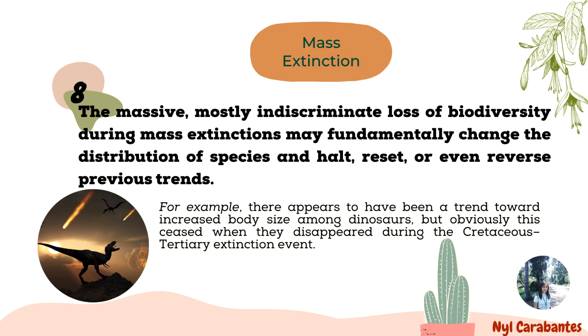Lastly, mass extinction. Regardless of the trends that had been underway during normal times, the massive, mostly indiscriminate loss of biodiversity during mass extinctions may fundamentally change the distribution of species and halt, reset, or even reverse previous trends. For example, there appears to have been a trend toward increased body size among dinosaurs, but obviously, this ceased when they disappeared during the Cretaceous to Tertiary extinction event.